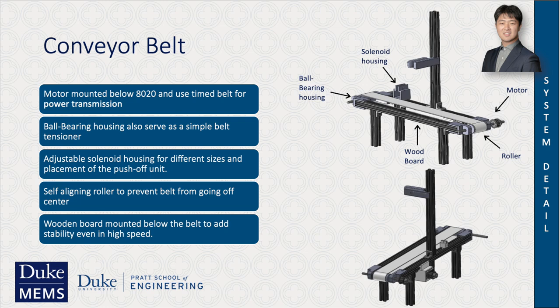There are several system highlights that I would like to mention. The first is that we put the motor under the 8020 aluminum bar right here to drive the conveyor belt. And we use a timed belt to drive the whole system. The ball bearings also serve as a simple belt tensioner. We have an adjustable solenoid housing for different sizes and placement of the push-out unit. We have a self-aligning roller to prevent the belt from going off-center. And at the end, we also put a wooden board below the belt to prevent it from shaking, even at high speed.